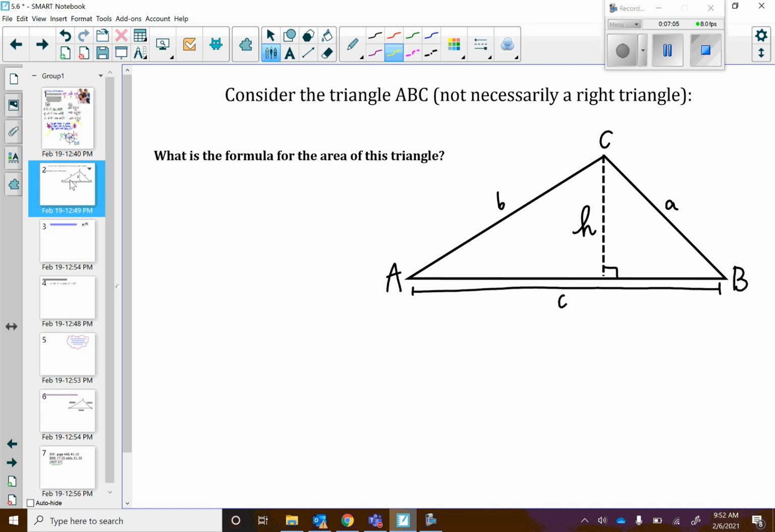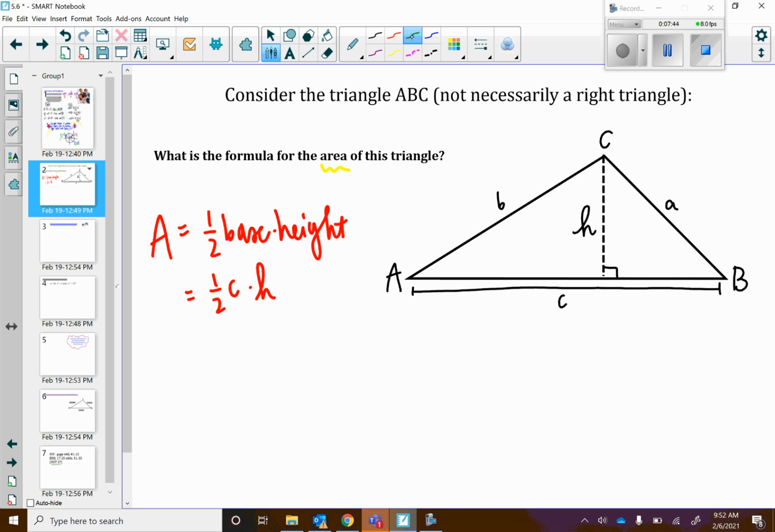Let's consider triangle ABC, which is not necessarily a right triangle. We have seen this triangle before, so if you need to pause the video and draw it, please do. We've got sides A, B, and C across from angles A, B, and C, and then I drew in the height. Now the question is, what is the formula for the area of this triangle? If you remember the area of a triangle, it's 1/2 base times height. In this case, our base is C, and our height is H.